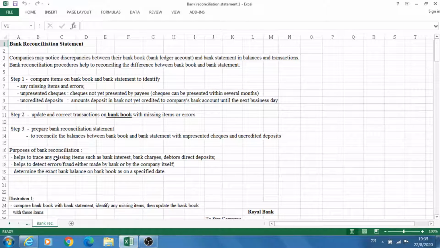Purposes of bank reconciliation are: it helps to trace any missing items such as bank interest, bank charges, debtors' direct deposits. It helps to detect errors or fraud either made by bank or by the company itself. Determine the exact bank balance on bank book as on a specified date.